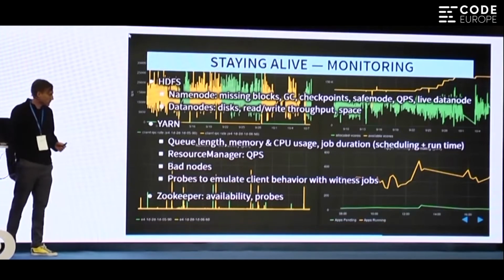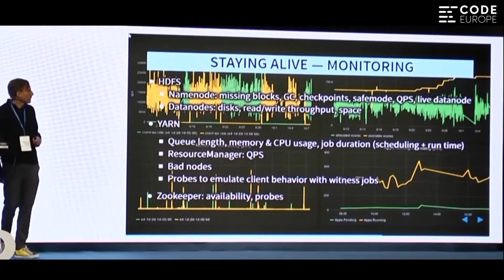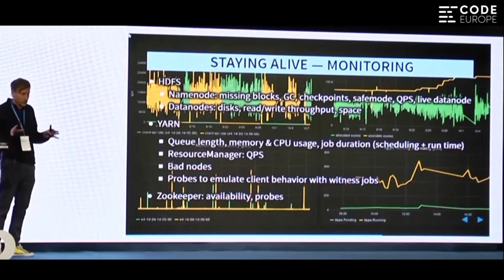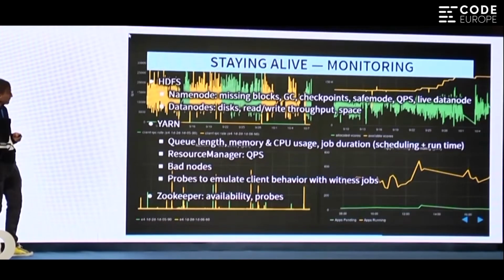Zookeeper is a service, a shared consistent cache. So we have Zookeeper clusters of 5 or 3 nodes which are used internally or by the users. We need to check that they're in a good condition, because when they fail, the cluster comes to a grinding halt. So that's a lot of monitoring.